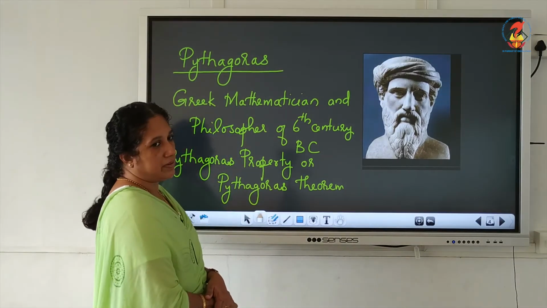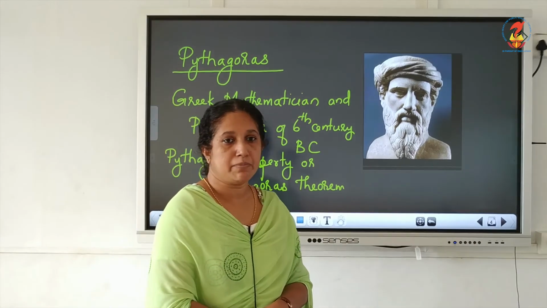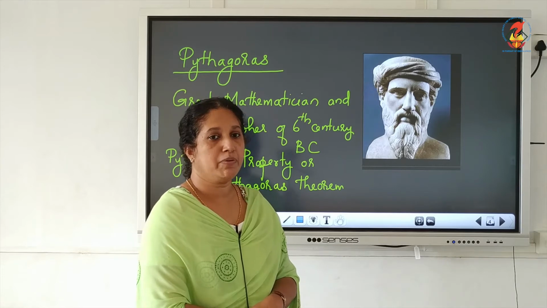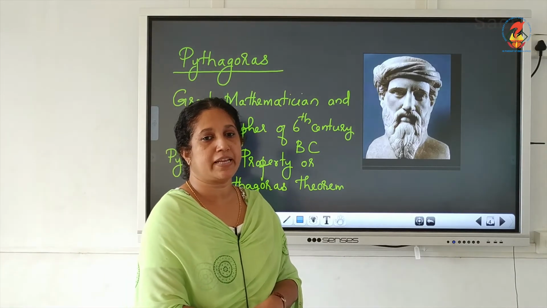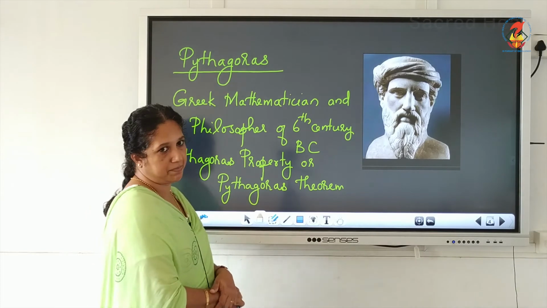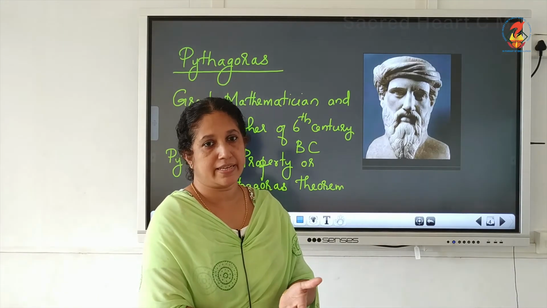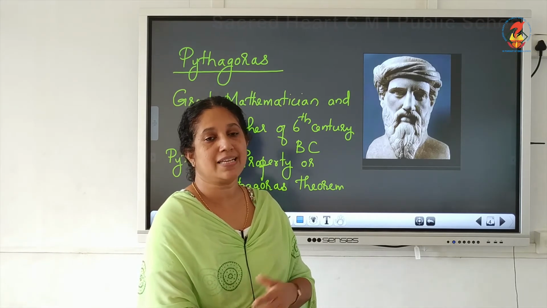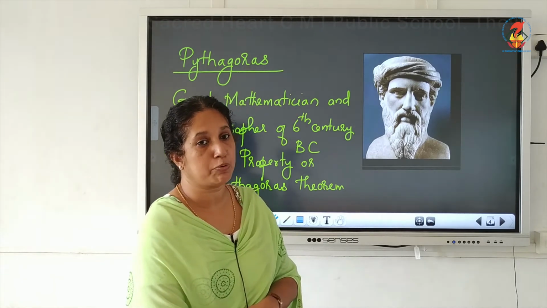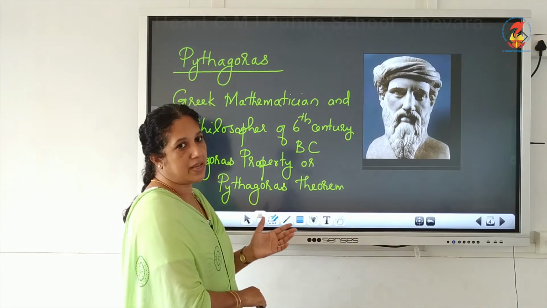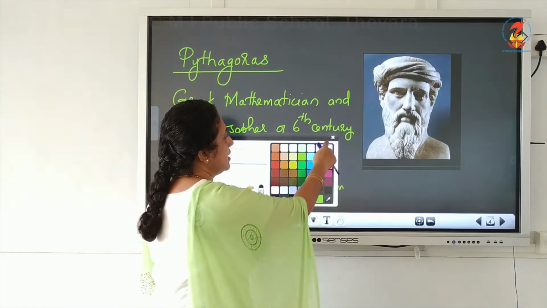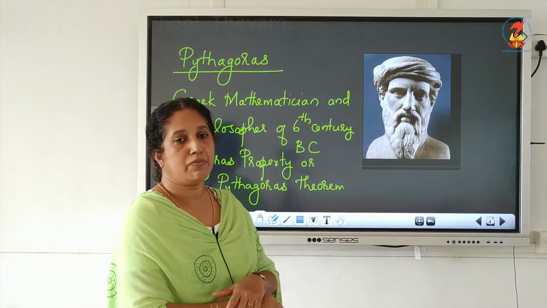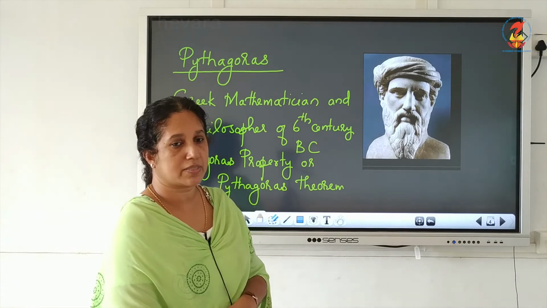And he found an important property regarding right angle triangles, and the name of the property is Pythagoras property or Pythagoras theorem. This property is named after him because it is believed that he is the first one to give a proof of this property. Therefore, the property is known as Pythagoras property or Pythagoras theorem. Now we can look into what this Pythagoras property is.